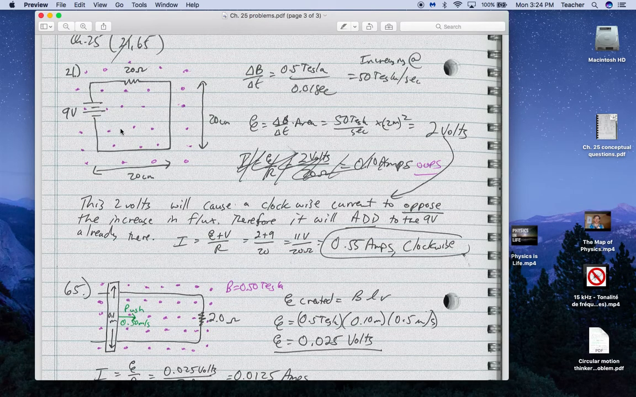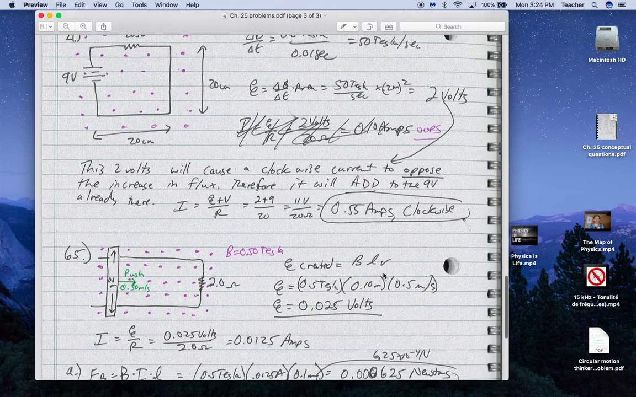If we had it where the voltage was going to cause a current counterclockwise, which would be if this field strength was decreasing, then it would oppose the 9 volts, and that would be a net of 7 volts, 9 minus 2. And that would be somewhere like 0.35 amps.